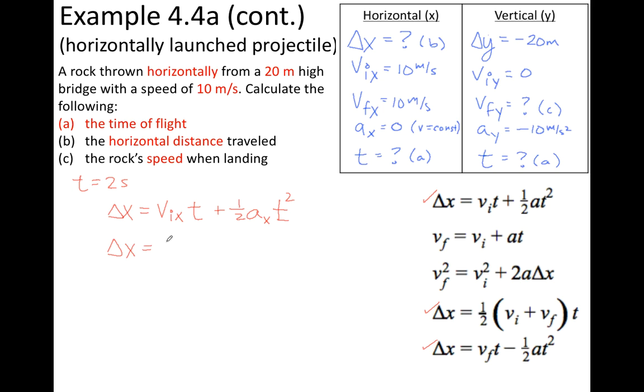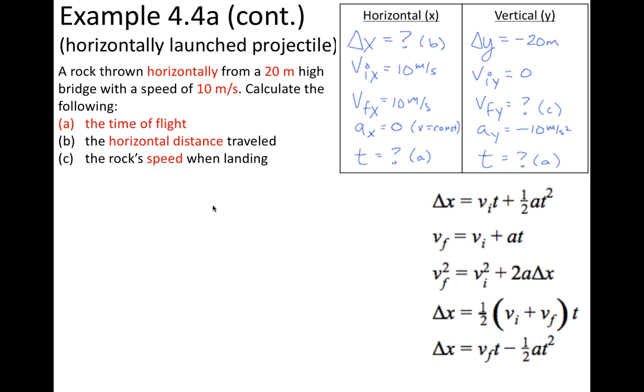The initial x velocity is 10 meters per second. I'm going to multiply that by 2 seconds. The x acceleration is 0, so that whole term is 0. And we found that the horizontal distance traveled is 20 meters.